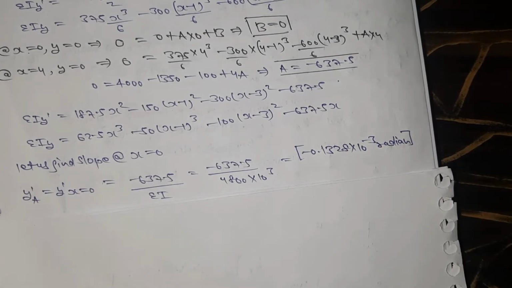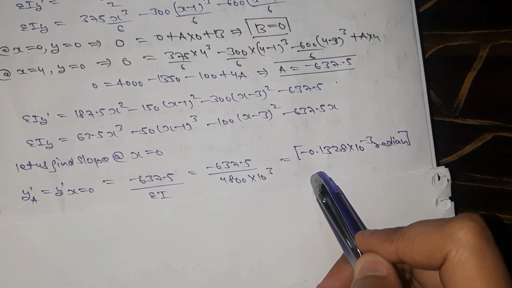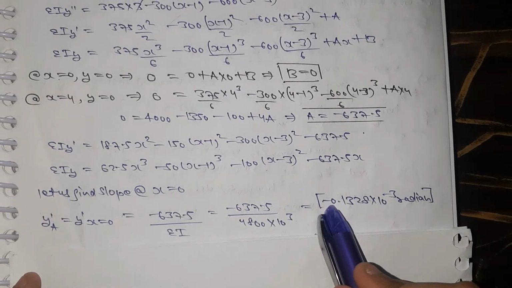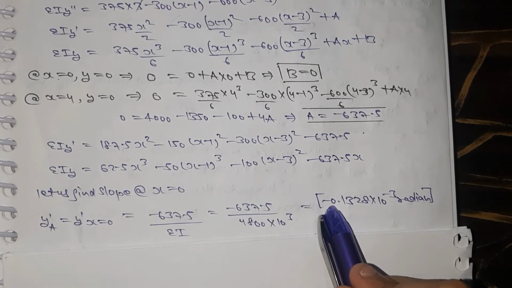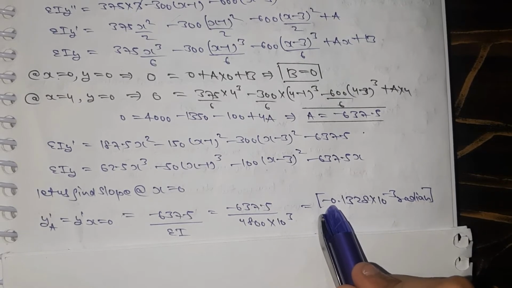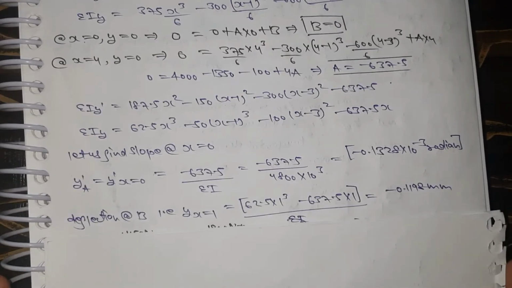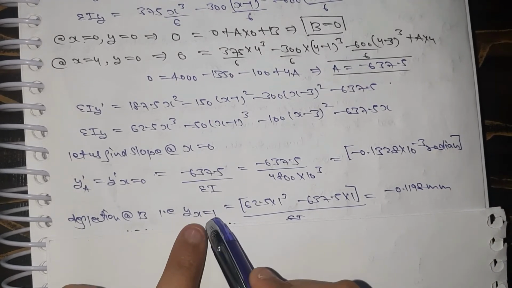This negative simply tells us that the slope you will get will be in clockwise sense. You already know this sign convention, I hope so. If you have a positive slope, that means it is in the anti-clockwise direction, but if you are getting any negative slope, that means it is in clockwise sense. Okay, great. So guys, I have also calculated deflection at x is equal to 1.